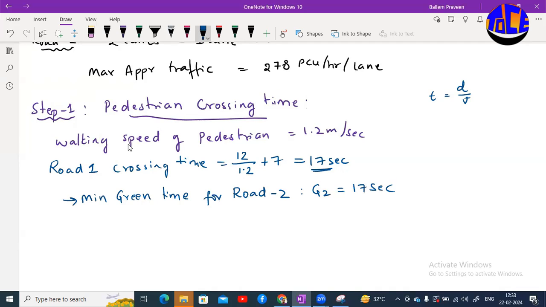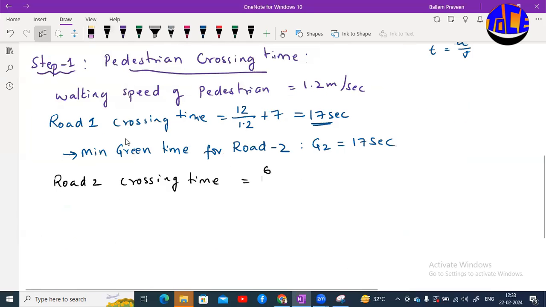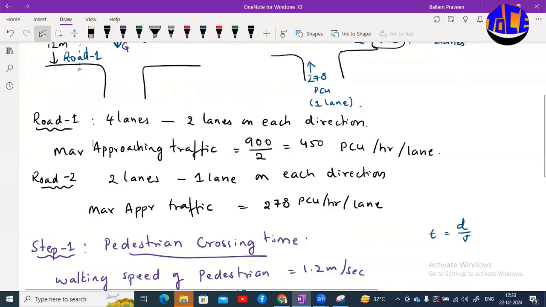Okay, similarly for road 2 crossing time will be, so here the minor road, the road 2, is of width 6 meters. 6 meters divided by 1.2 plus 7 losses. So it will be 12 seconds. Okay. So this 12 seconds will be the green time for road 1.